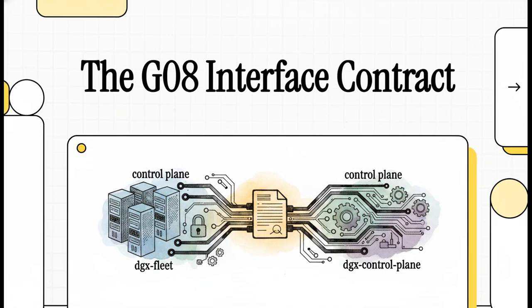Welcome to this explainer. Look, when we decoupled the fleet and control plane repos back in May 2026, we needed something to hold it all together. That's where the G08 Interface Contract comes in. It's literally the load-bearing artifact of this whole architecture. If you're setting up a new conforming control plane, or you're about to make a cross-repo change, you're in the right place. We're going to cover exactly what you need to know so you don't accidentally break the system for someone else. Let's get into it.